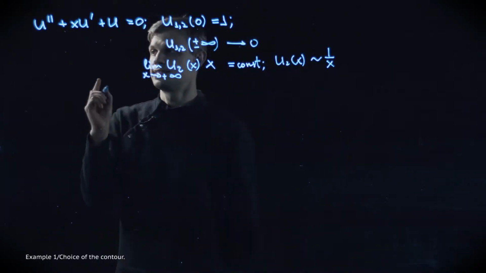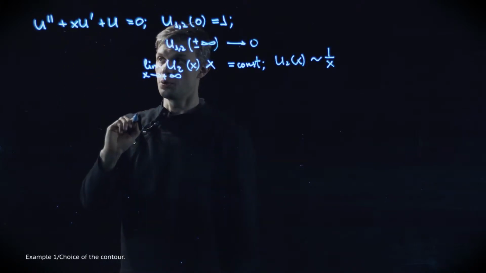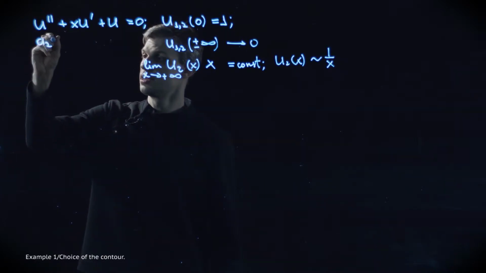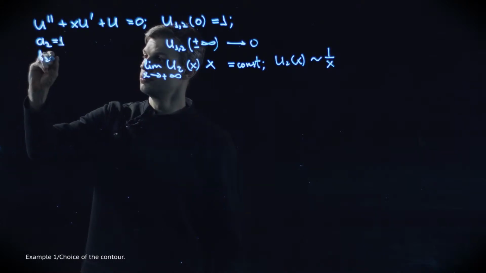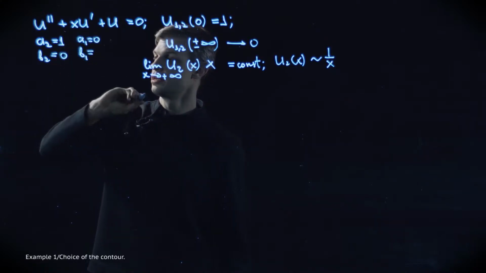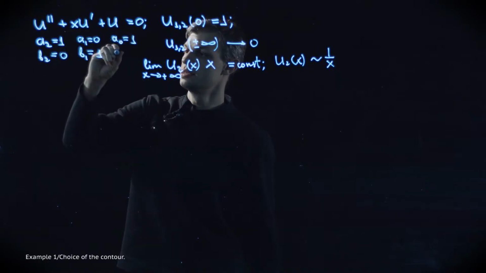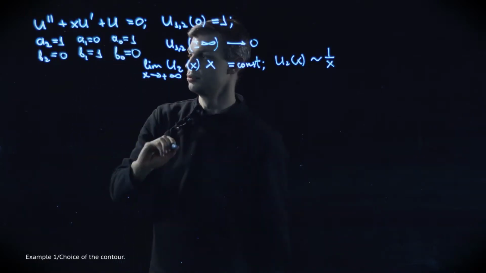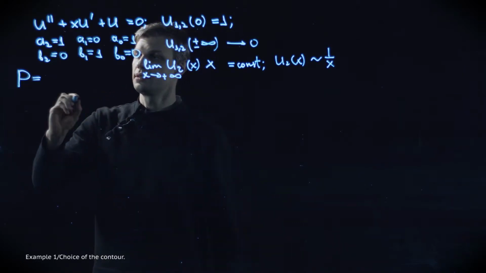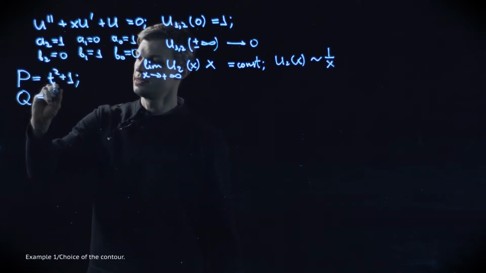Right. So the first step is to write down our P and Q polynomials composed of the coefficients of this equation. So let's write down all of our coefficients. a2 is equal to 1, b2 is equal to 0, a1 is equal to 0, and b1 is equal to 1, and finally a0 is equal to 1, and b0 is equal to 0. Right, so here is our P polynomial, and it's equal to t squared plus 1. Q polynomial is simply t.